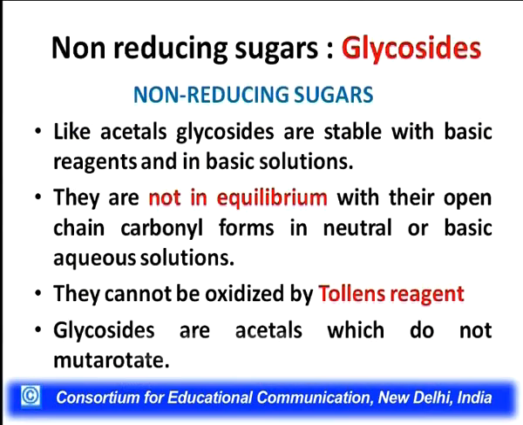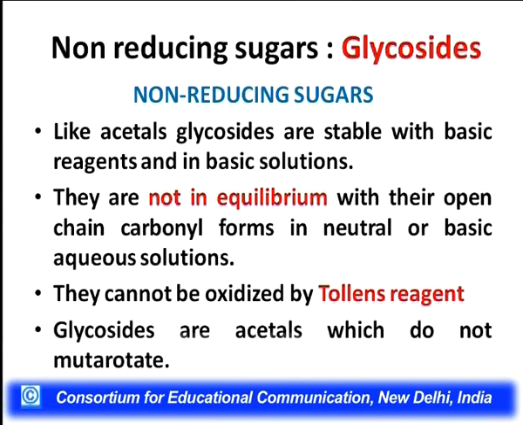Whereas glucose is a reducing sugar, because when we dissolve glucose in water, it undergoes ring opening, and that means glucose is a hemiacetal. It has a potential aldehyde group. In simple language, an acetal does not have a potential hemiacetal group. So why are they non-reducing? Because they are not in equilibrium with their open chain carbonyl forms in neutral or basic aqueous solutions, and hence they cannot be oxidized by Tollens reagent.